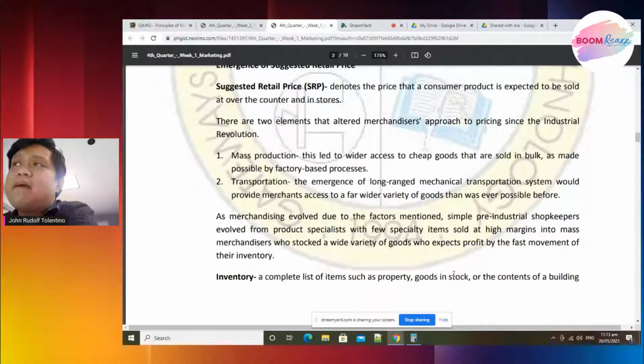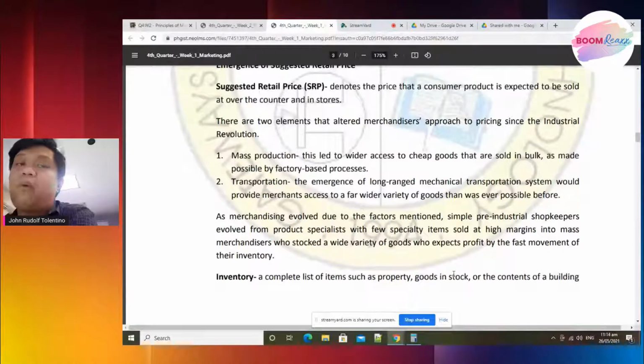So there are two elements that altered merchandisers' approach to pricing since the Industrial Revolution. Number one is the mass production. The second one is transportation. The mass production led to the wider access to cheap goods that are sold in bulk, made possible by factory-based process. Okay, so the next one is transportation, the emergence of a long-range mechanical transport system that would provide the merchants, which is tayo, yung bibili, to access a far wider variety of goods than was ever possible before.